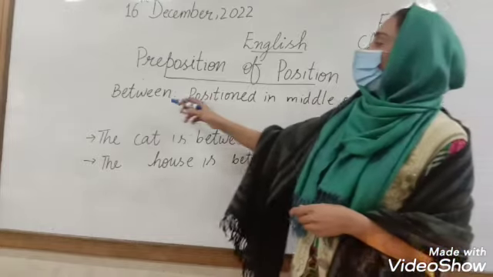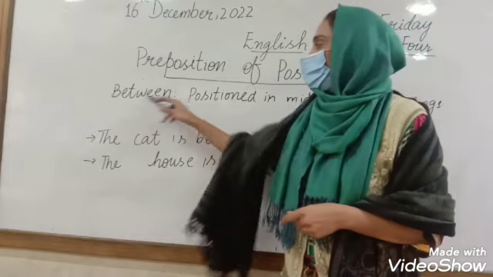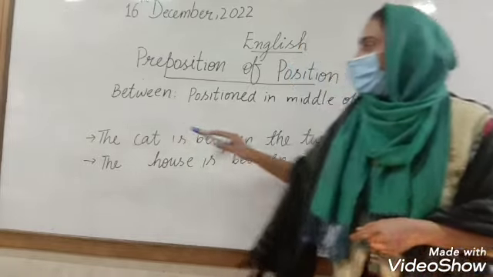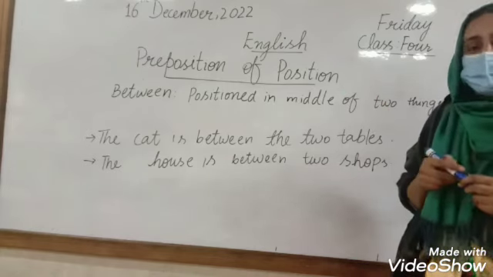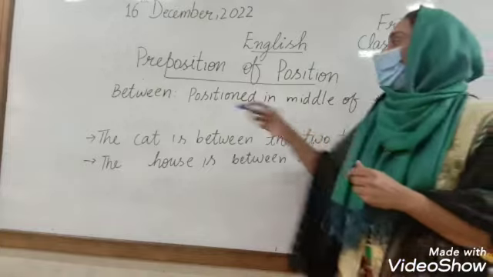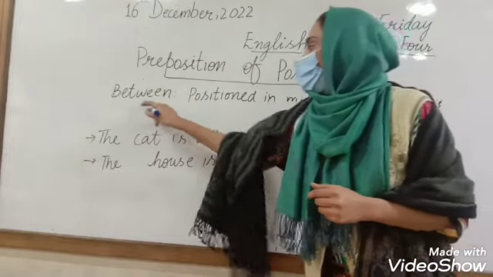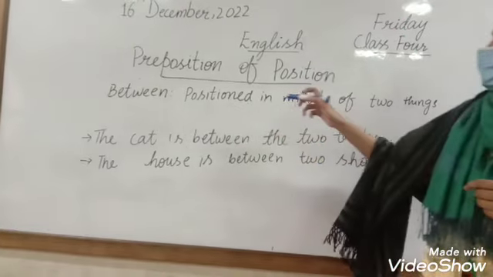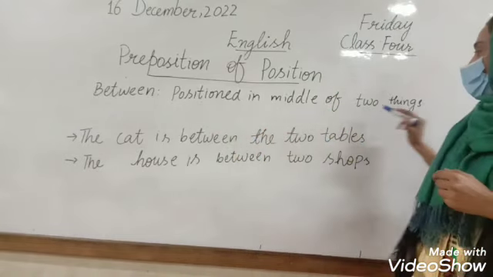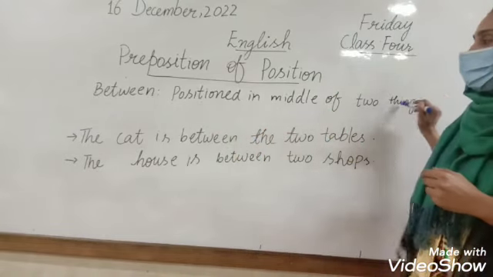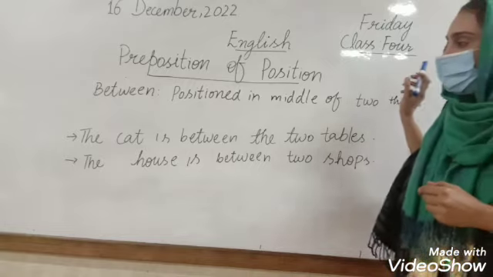The next preposition word is between. Do you know where we are using between? Yes, you are thinking right. We are using between when something or someone is positioned in the middle of two things or two people.